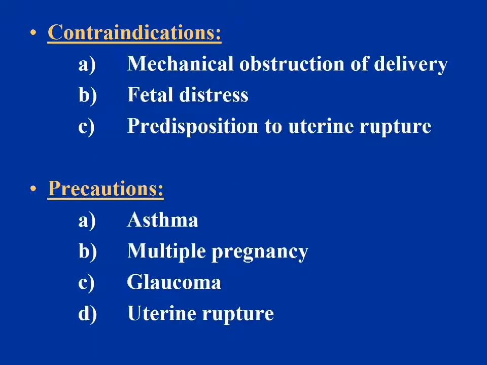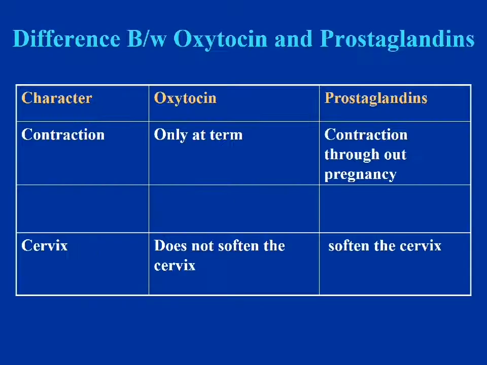What are the contraindications? Mechanical obstruction of delivery, fetal distress, and predisposition to uterine rupture. Precautions must be taken in asthma, multiple pregnancy, glaucoma, and uterine rupture. What are the differences between oxytocin and prostaglandins? Actually, at the level of contractions and at the level of the cervix.